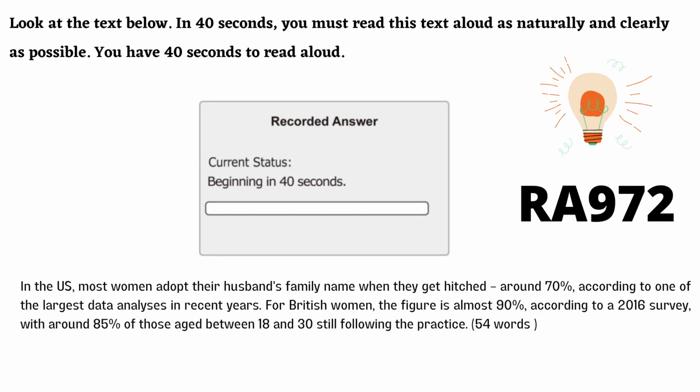In the US, most women adopt their husband's family name when they get hitched, around 70%, according to one of the largest data analyses in recent years. For British women, the figure is almost 90%, according to a 2016 survey, with around 85% of those aged between 18 and 30 still following the practice.